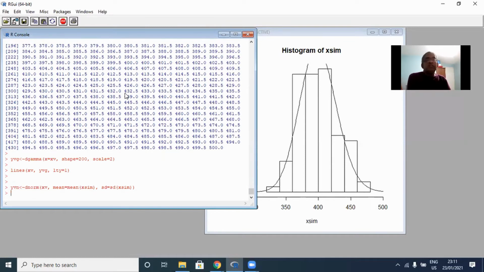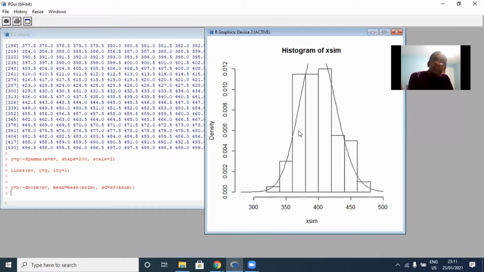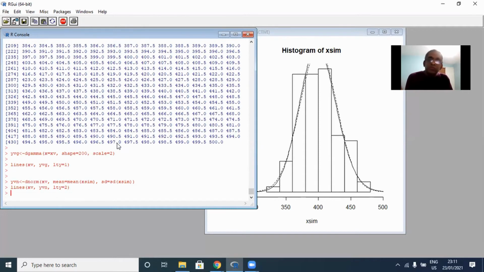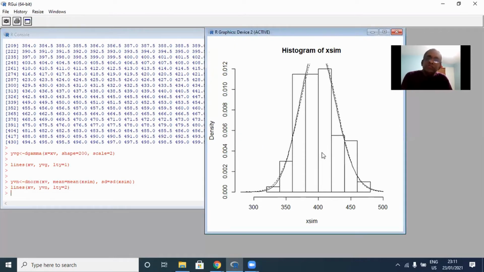So here I'm trying to fit a normal density to a data set that was simulated from a gamma distribution, and we will see how it looks in a minute. I'm going to use line type equal to 2. You see, it looks pretty close. Line type 2 corresponds to a dashed line, so it's not continuous, as you can see. But it looks pretty close to the gamma PDF.